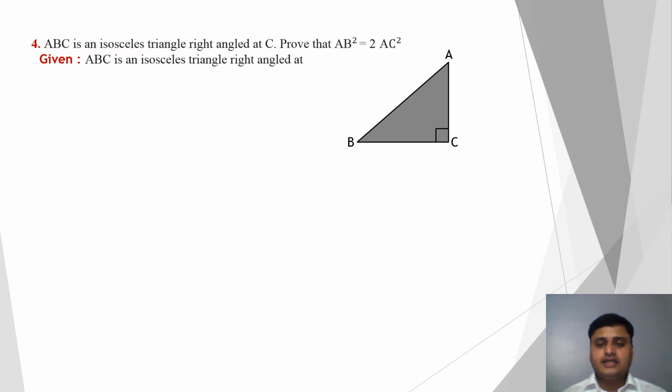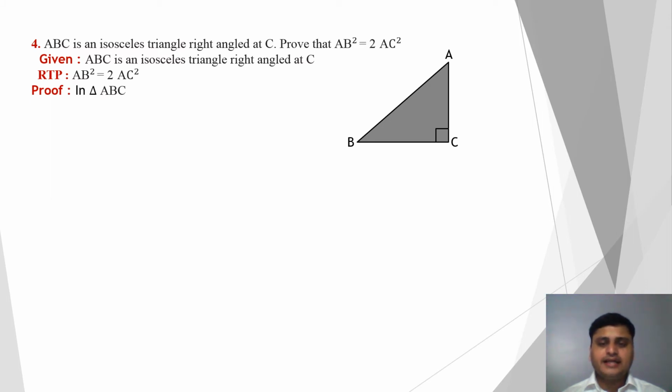Isosceles right triangle in which angle C is 90 degrees. So we will write it: angle ACB is equal to 90 degrees. Or we can directly copy the statement. Now we will come to the RTP. The RTP states that AB square is equal to 2AC square. After this, we are going to prove it.